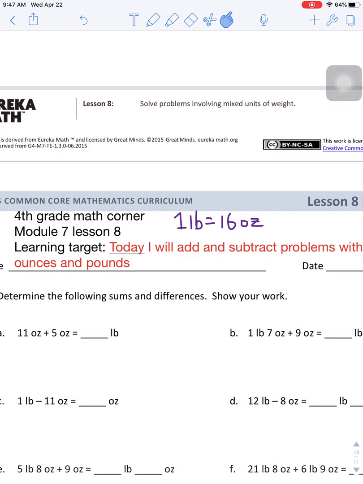The most important thing you need to know about adding and subtracting with ounces and pounds is this one conversion that I have written right here. It is 1 pound equals 16 ounces. So anytime you are going to be adding with ounces and pounds, you need to remember this, that 1 pound is equal to 16 ounces, or 16 ounces is equal to 1 pound. Let me show you what I mean as we get started with some of these practice problems.